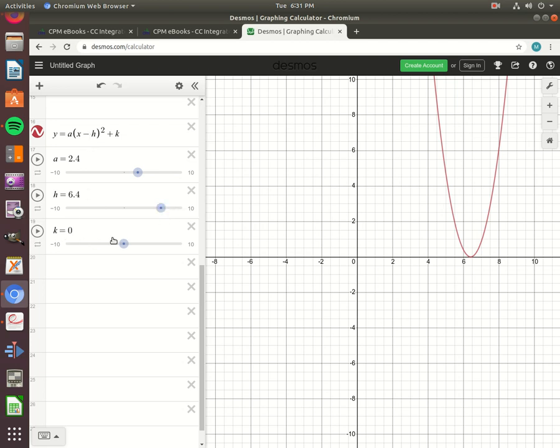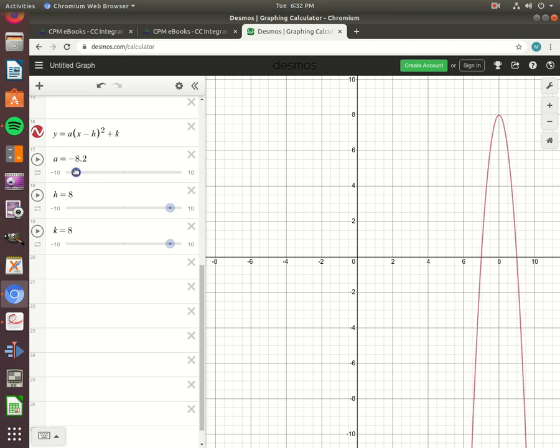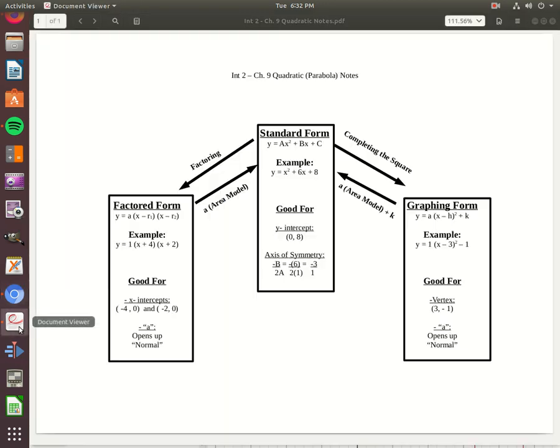And finally, the k is going to move it up and down. So if I wanted something at 8 that opened down, I would go ahead and move this to 8. And I would move this so that it was negative, and then it would open down. And if I wanted it to be steep, I would keep going until I got a large negative number. So that, again, is the graphing form.